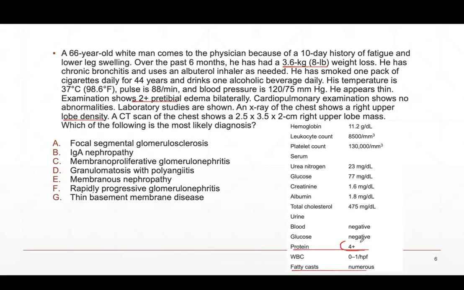Look at the labs right here. This one should tell you what kind of disorder the patient has. So can you guys guess what he has? You're saying E. Okay, it's not E. E would give you a slightly different picture.